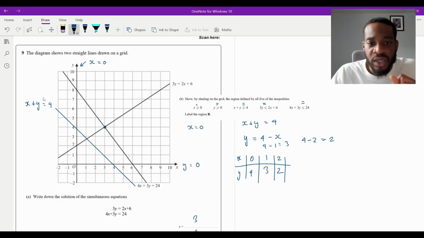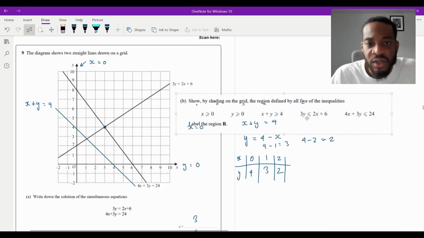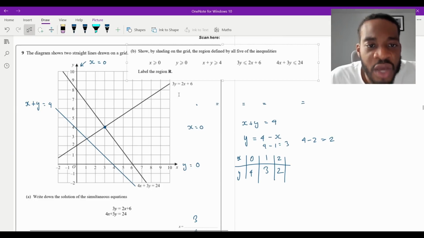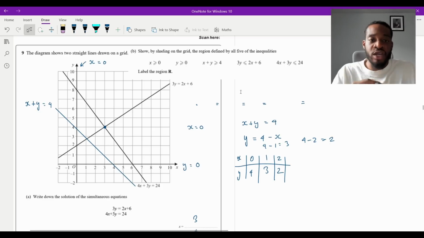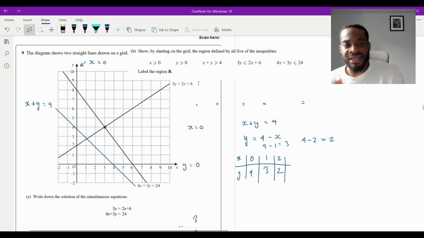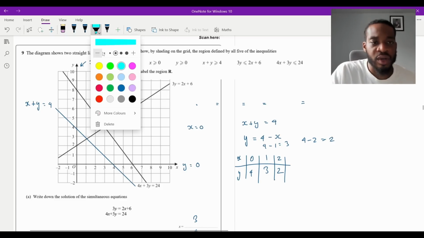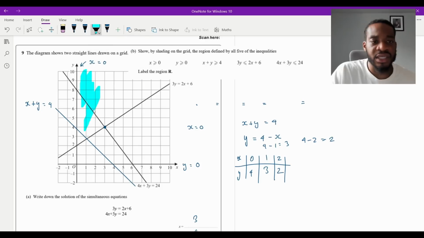Now we need to look at the inequalities. The first inequality, let me just make this a bit bigger so we can see it, says x has to be greater than or equal to 0. So when you're doing these questions, the region that you're looking for is where all of the inequalities are satisfied at the same time. So firstly, x is greater than or equal to 0. Well, what does that mean? If I'm greater than 0, that means I'm to the right of it, because remember, it's horizontal. So that first one tells me, just by looking at it, I need to be on this side of that y-axis. I need to be here.